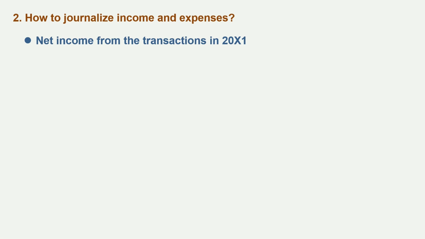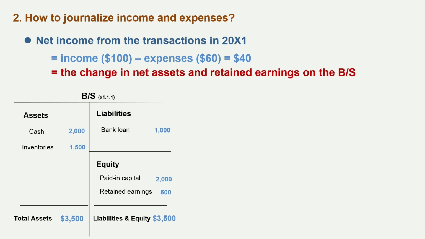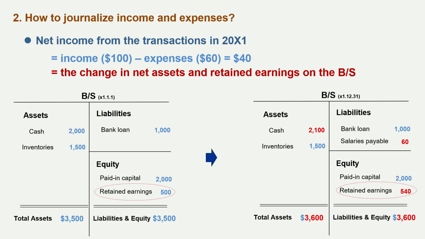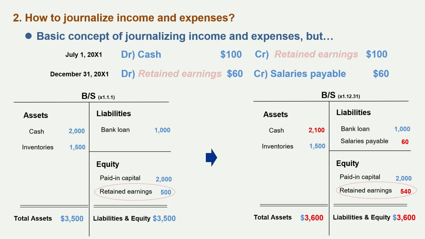Now we can see that Company A's net income for 20X1 is $40, which exactly matches the change in net assets and retained earnings on the balance sheet between the beginning and end of 20X1. This is the basic idea behind journalizing income and expense transactions, changing net assets, and retained earnings on the balance sheet. But there's one big problem with relying on this approach alone. It does not show users of the financial statements the details of the company's activities to earn net income during the accounting period.